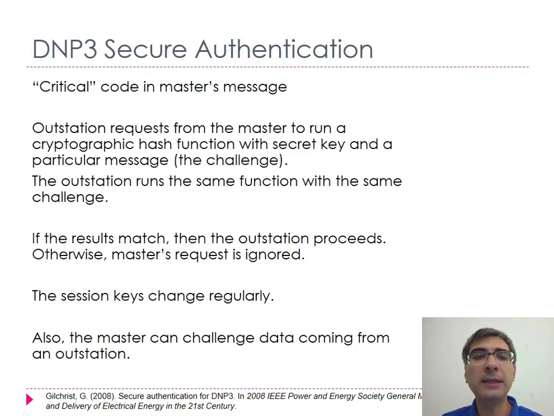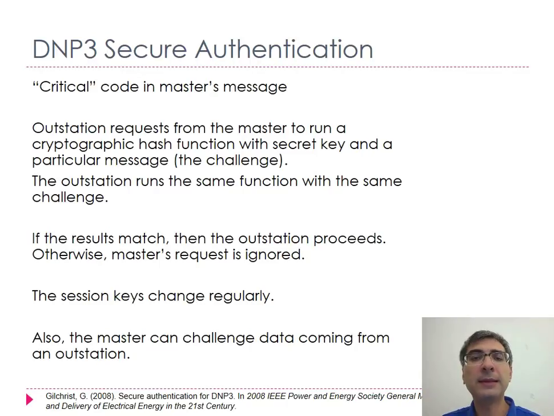And then when the outstation receives this critical code, it asks the master to prove that it really is the master. So the outstation needs to make sure that before it does something that is of concern, if it is something critical, it knows for sure that it is the real master that sent the message. It does this using cryptography. It is asking the master to prove that it has the right secret key, as is the case in cryptography.